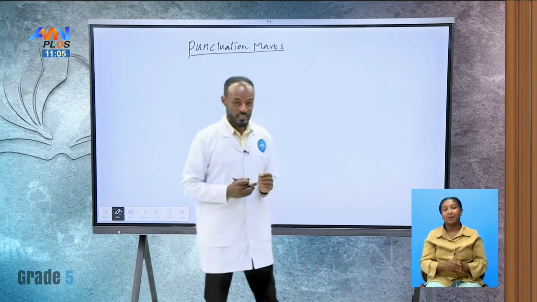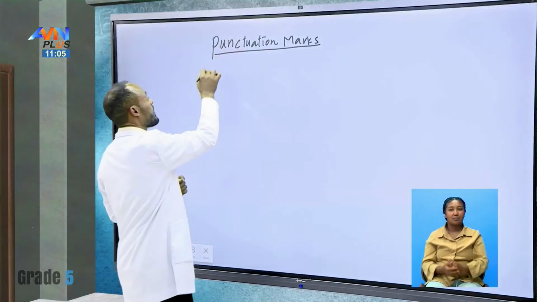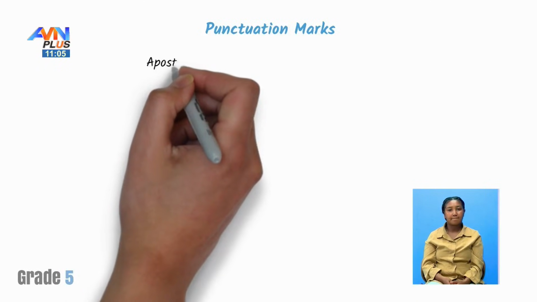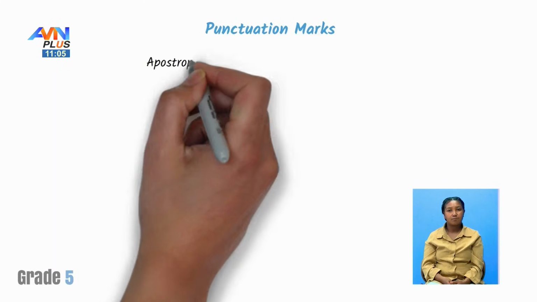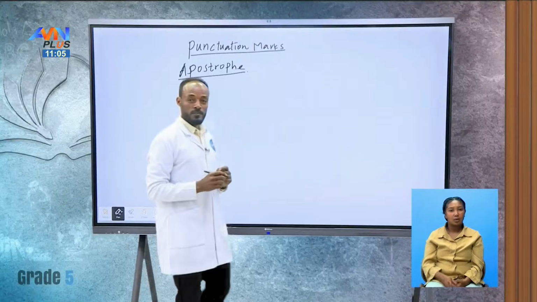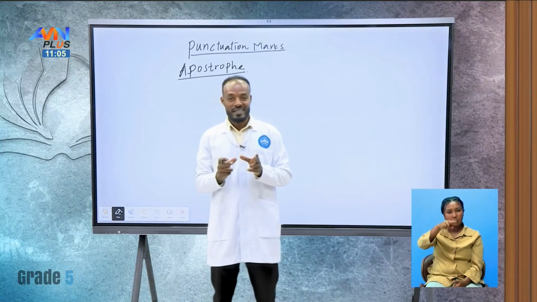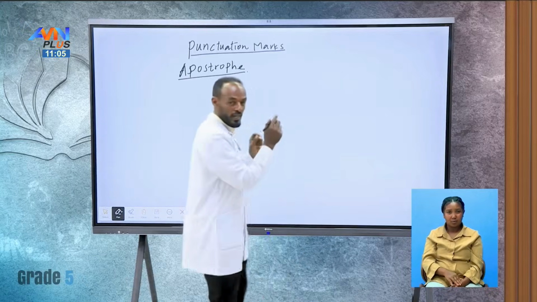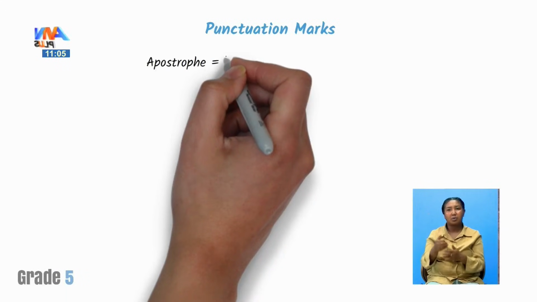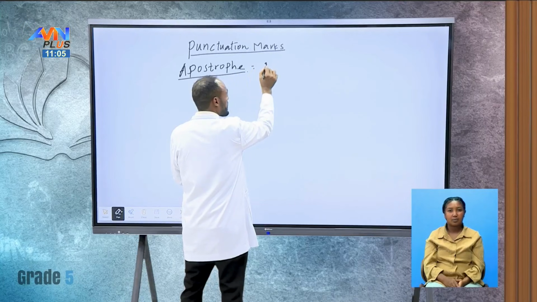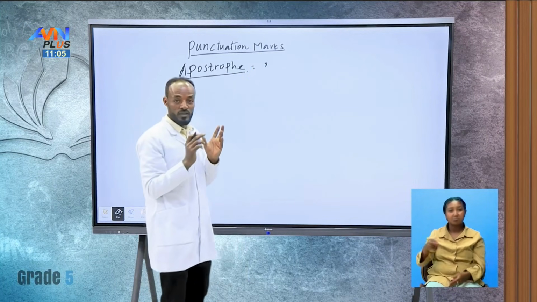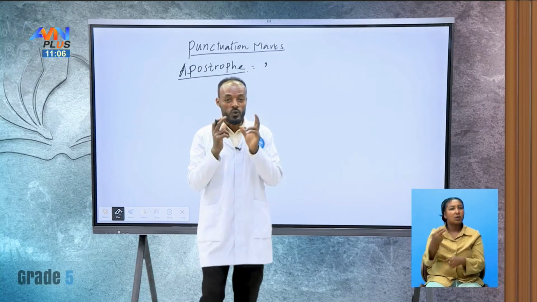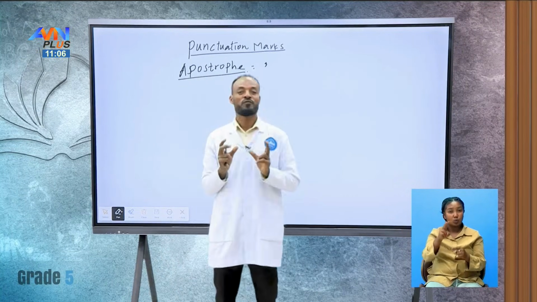Nice. Students, let's start from the apostrophe here. Okay. When do we use this apostrophe? Do you know its symbol? Yes? Here, its symbol just looks like this. Okay? This is the symbol of the apostrophe. So when do we use it? We use it for two main functions.